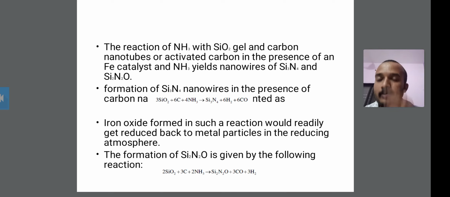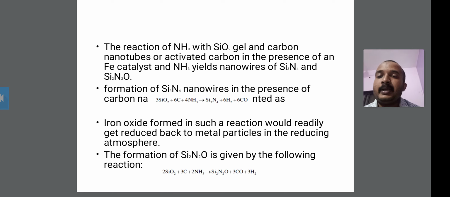In this reaction, ammonia and SiO2 gel are treated with carbon nanotubes or activated carbon in the presence of an Fe catalyst, and the ammonia yields nanowires of Si3N4 and Si2N2O. This is the first point.